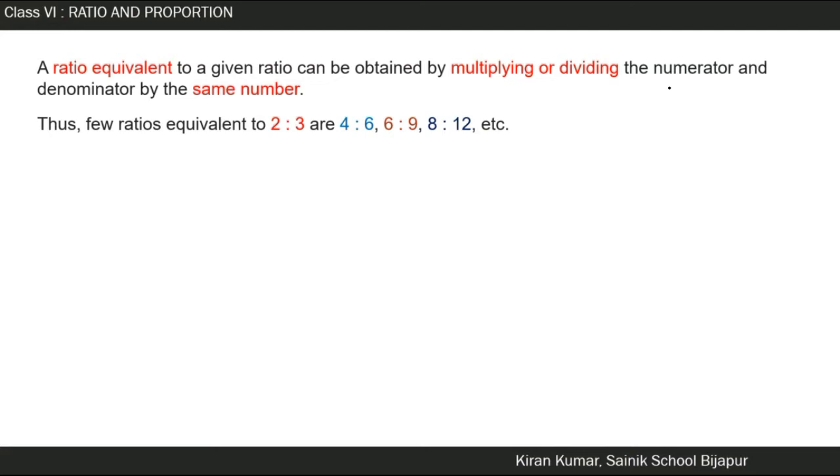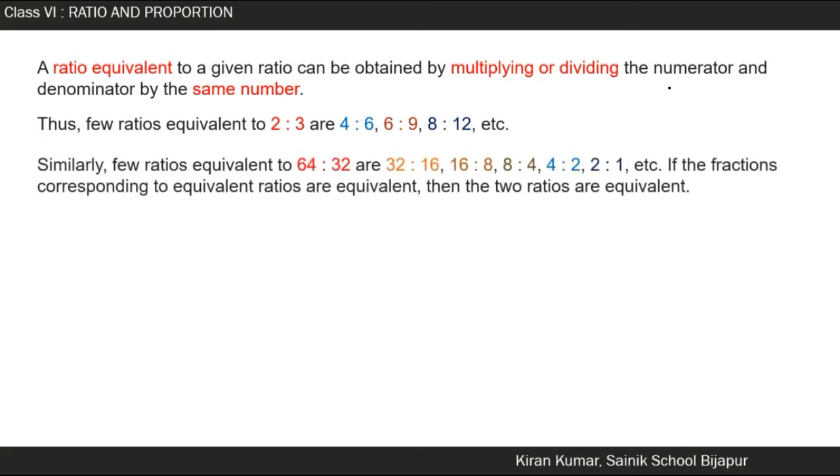Similarly, a few ratios equivalent to 64:32 are 32:16, divided by 2. Further, by dividing by 2 we get 16:8, and dividing by 2 again we get 8:4. Further, dividing by 2 we get 4:2. By dividing with 2, we get 2:1. These are all equivalent fractions. If the fractions corresponding to two ratios are equivalent, then the two ratios are equivalent.